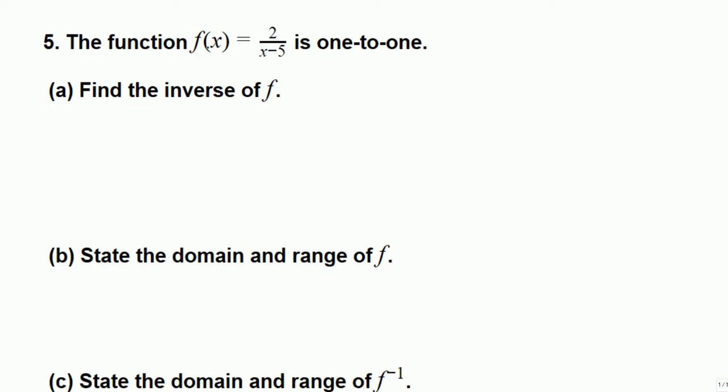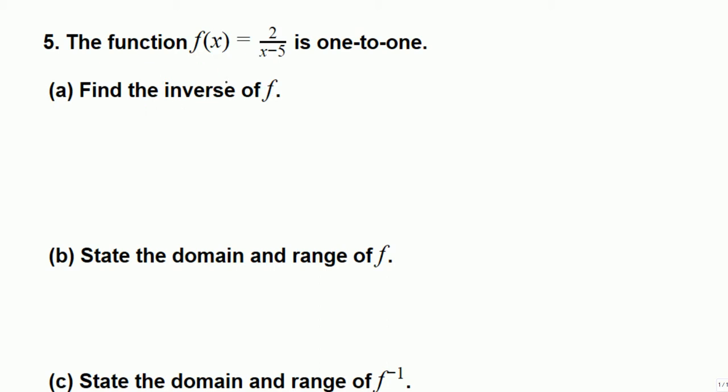The function f(x) = 2 over x minus 5 is 1 to 1. All that means this function has an inverse. In fact, the inverse, because the inverse is unique. Now we need to find the inverse of f.